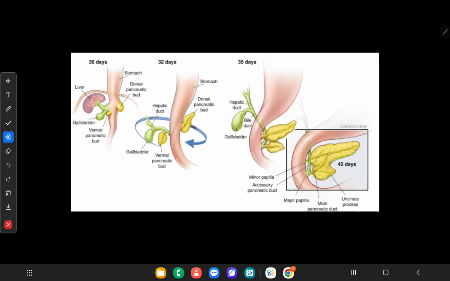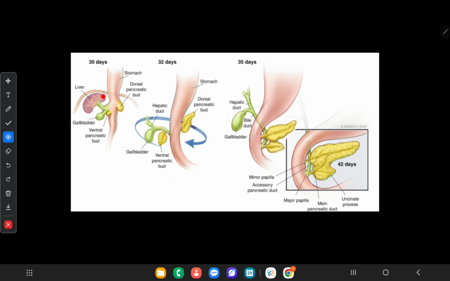Hope this diagram is more clear for you. This is the foregut and the distal end of the foregut is here, and you can see the liver primordium appears as an outgrowth of the endodermal epithelium. This outgrowth is also known as the hepatic diverticulum or the liver bud. It consists of rapidly proliferating cells that penetrate the septum transversum.